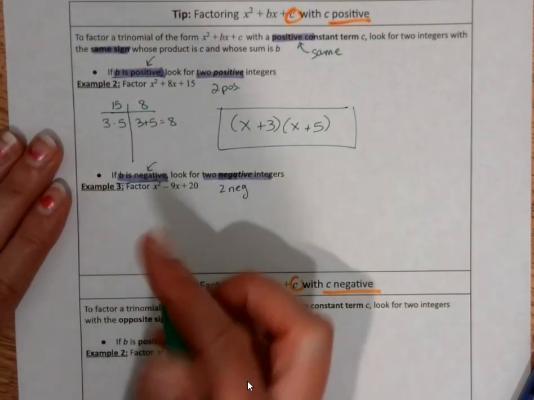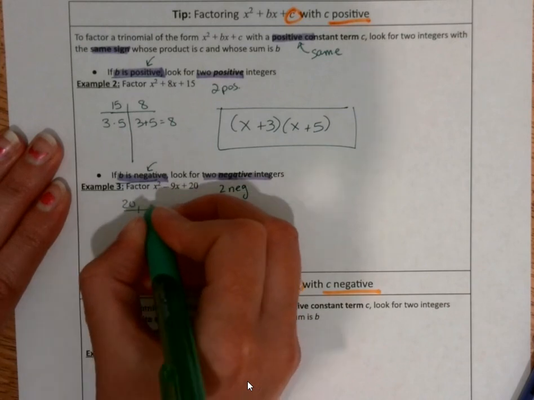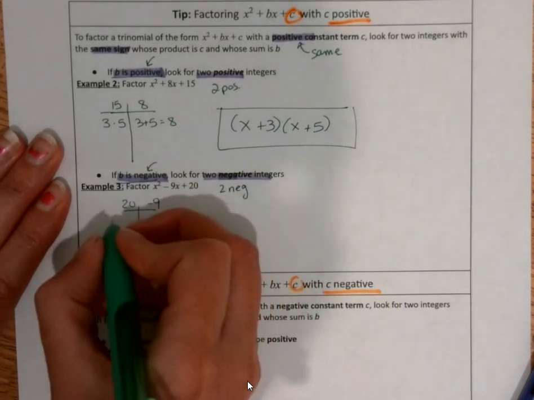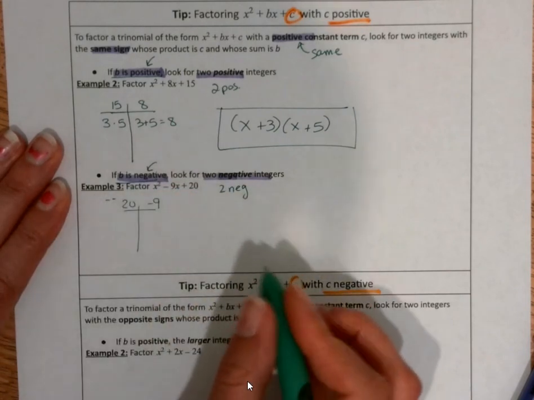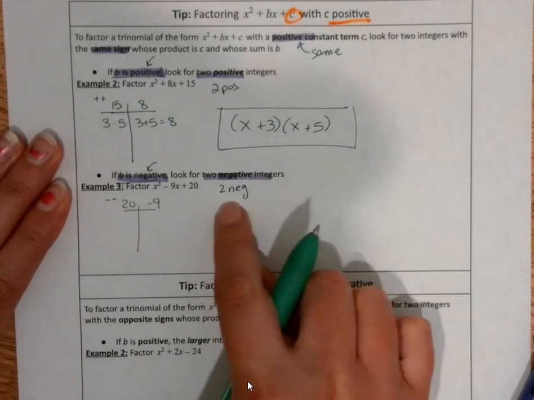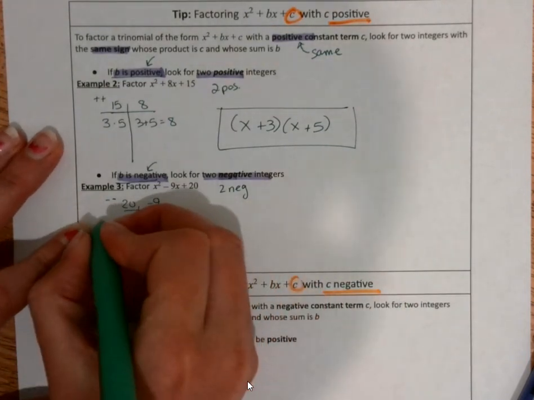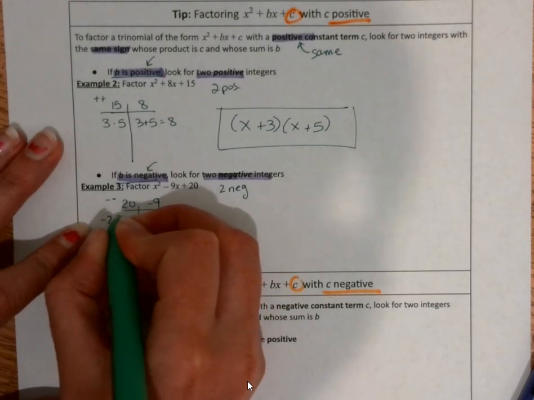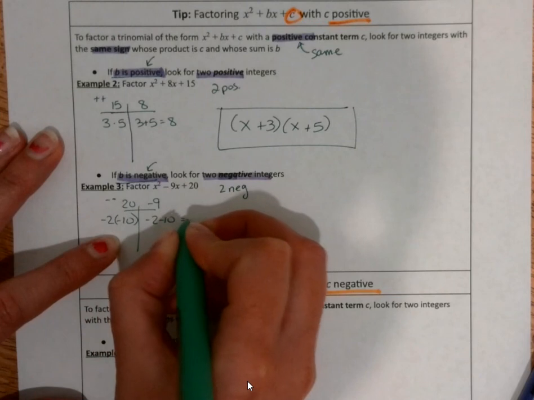Okay, the next one we said was going to be two negatives. So I'm looking for a product of 20 and a sum of negative 9. And so I'm looking at two negative numbers. I'm going to make myself a little note right there. Like this one was two positives, this one's two negatives, just so I don't forget, I write it down. So for example, 20, that's negative 2, negative 10. And negative 2 plus negative 10 is negative 12.